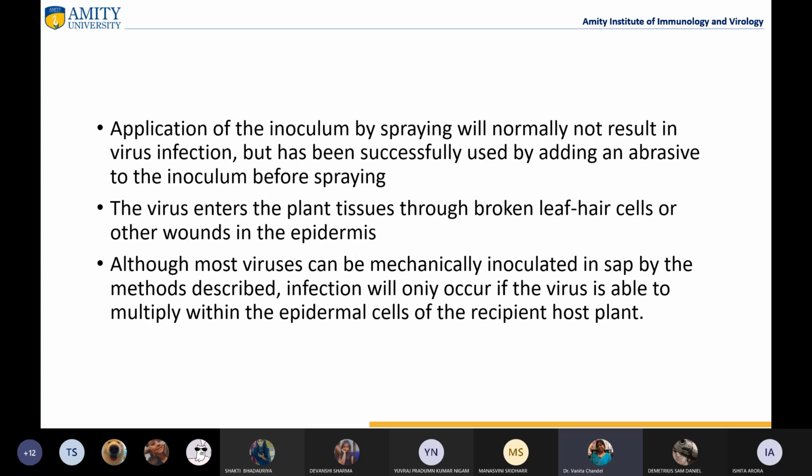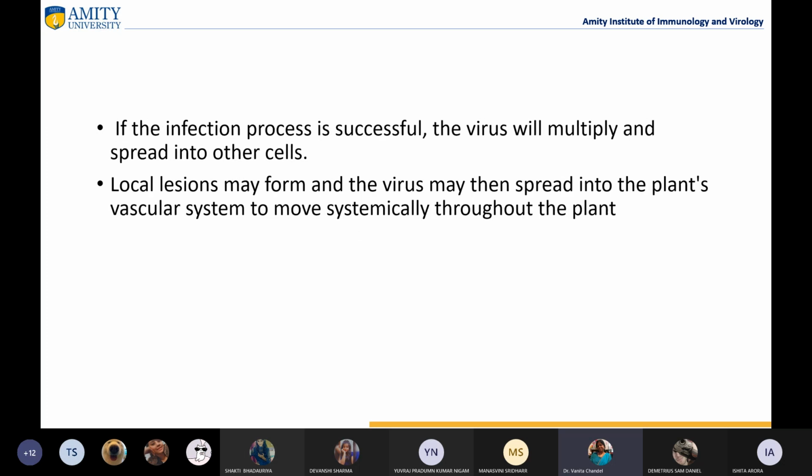So although most viruses can be mechanically inoculated in the sap by these methods, infection will only occur if the virus is able to multiply within the epidermal cell of the recipient host plant. So definitely, if it is multiplying further, then only certain kinds of symptoms, maybe local symptoms or systemic symptoms, will be produced in the plant. If the infection process is successful, the virus will multiply and it will spread to the other cells also.